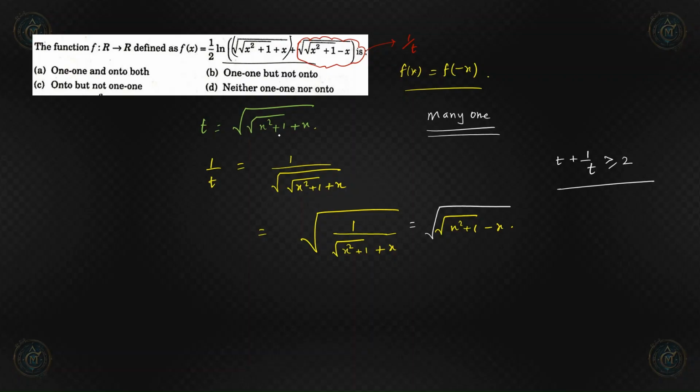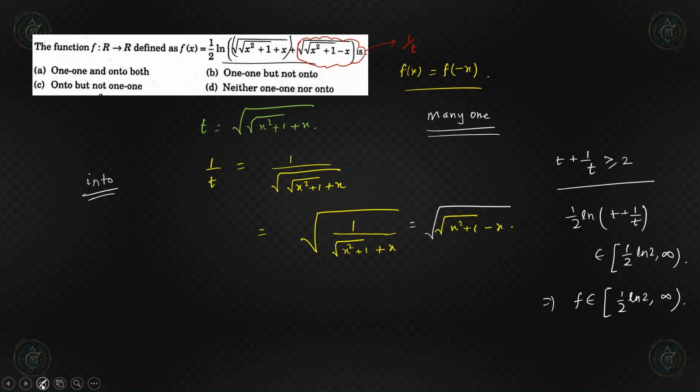This is some square root, so the square root function will always return some positive value. So we must have this greater than or equal to 2. That means this half log of t plus 1 by t will belong to the interval half log 2 to infinity. That means f must belong to the interval closed half log 2 to open infinity. Now this set, half log 2 to infinity, is certainly not equal to the set of all real numbers, and codomain is not equal to the range. So this function should be into.